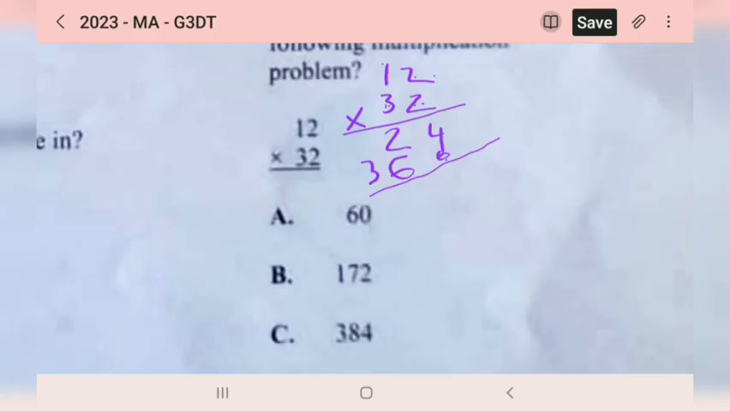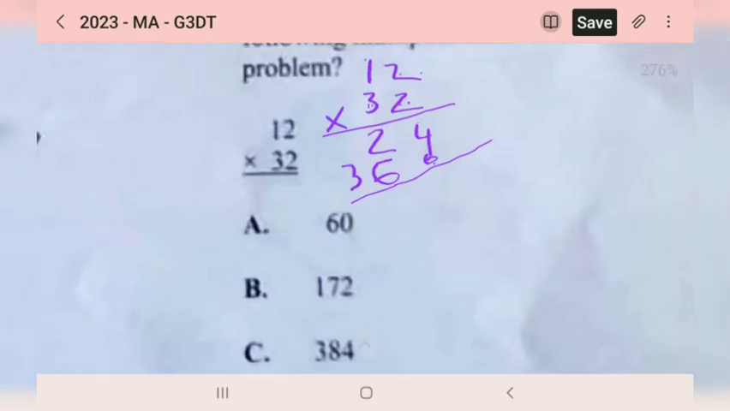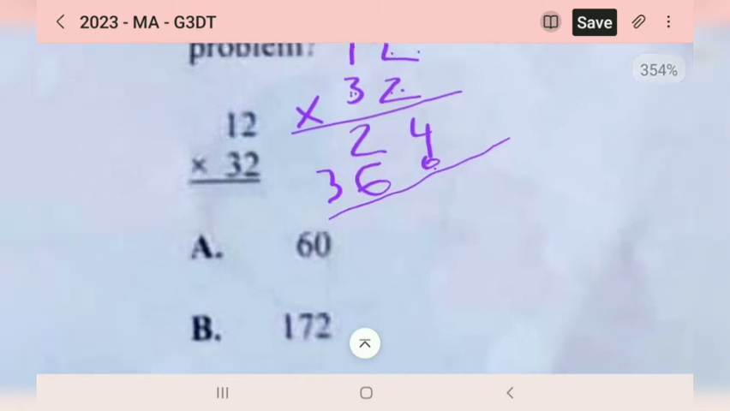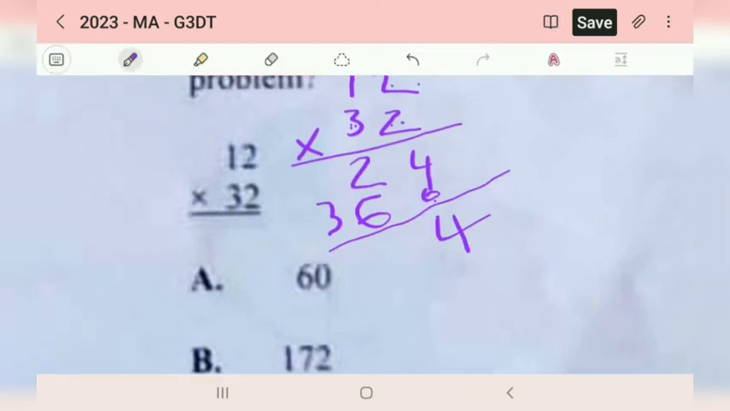If you have the 4 and put nothing to it, what would you have? You're still going to have your 4. Alright, so 4. 6 plus 2 is 8. And you put back your 3. You can also put a 0 there to hold the space, but you don't really have to. So we're looking for 384, and that is at C. Good job. We're moving on to the next page, which starts with 17.